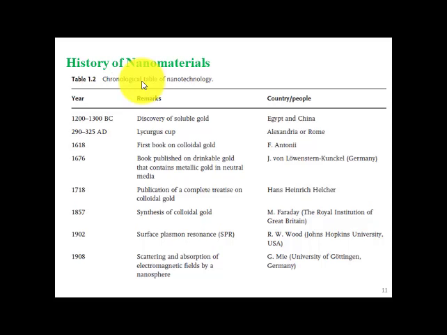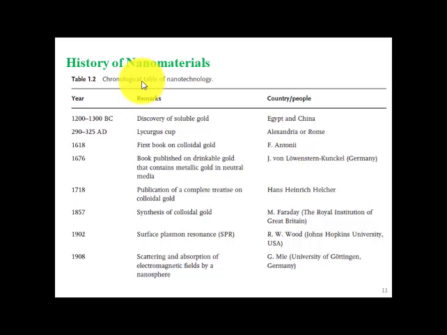1680, first book published on colloidal gold by F. Emonti. 1676, Germesius published a book on drinkable gold that contains metallic gold in neutral media. In 1718, publication of a complete treatise on gold colloid. 1857, it was the first time when Michael Faraday synthesized colloidal gold. In 1902, surface plasmon resonance was discovered.